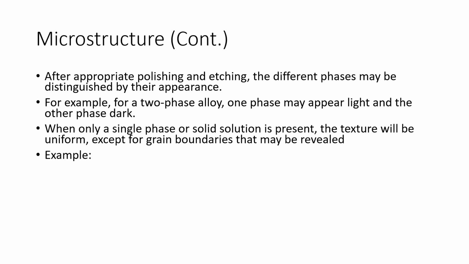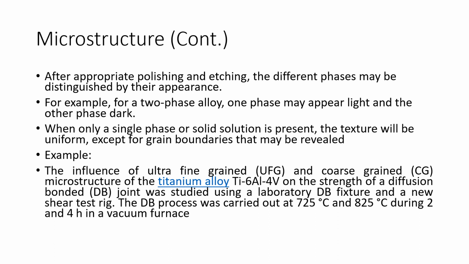This is one example from a research paper published in 2018, which studied the influence of ultra fine grained and coarse grained microstructure of titanium alloy Ti6Al4V on the strength of the diffusion bonded joint. This was studied using the Liberty DB fixture and a new shear test rig.